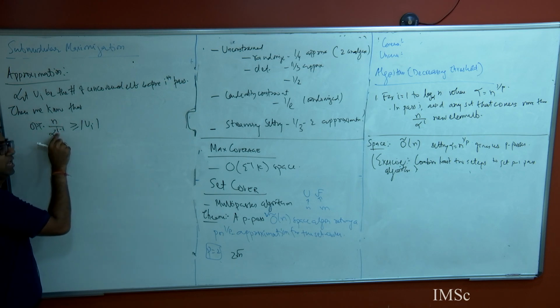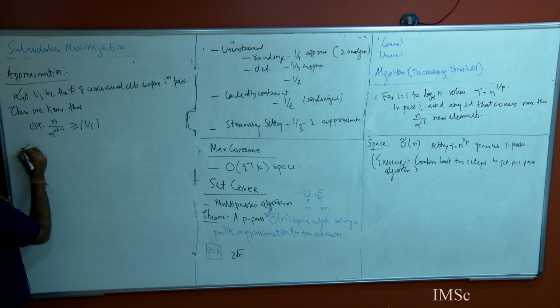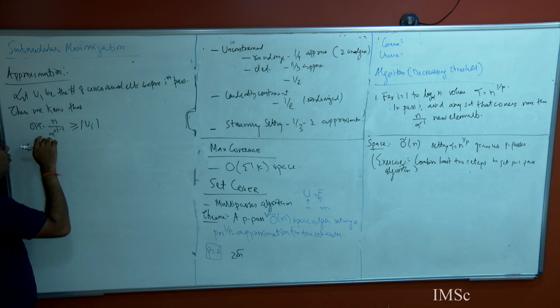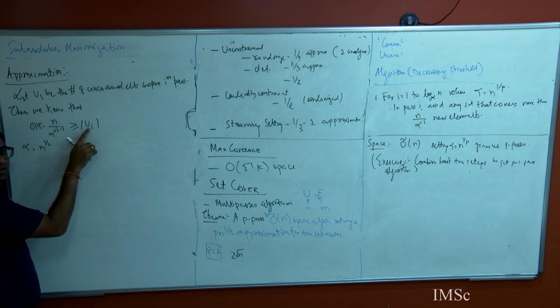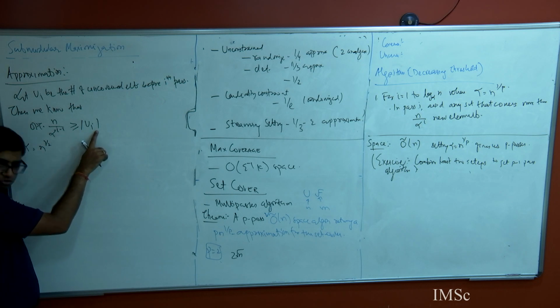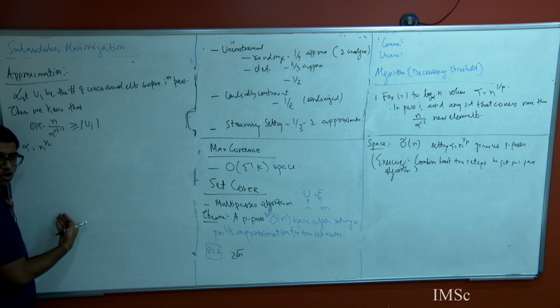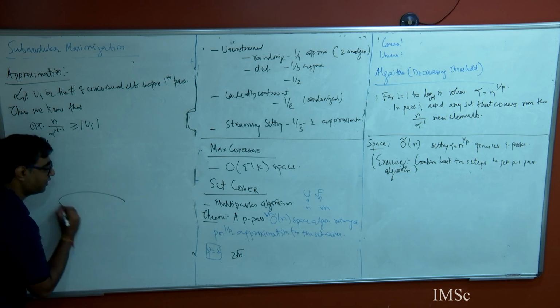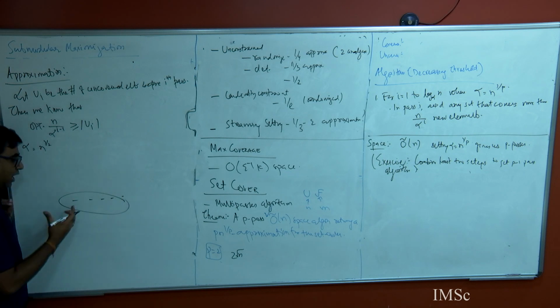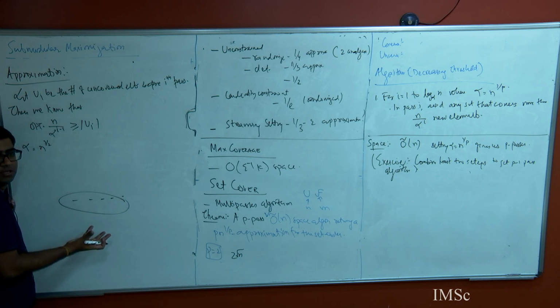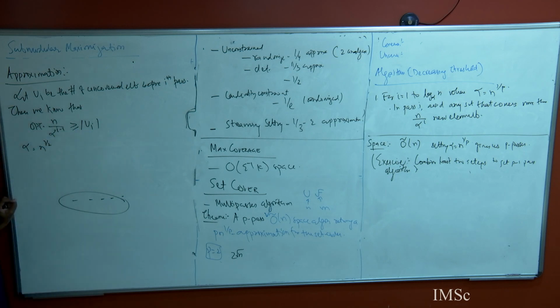For example, for i equal to 2, i minus 1 is 1, and say alpha is n to the power half. Then what does it tell us in the second round? It tells me that opt times root n is greater than u2, which is correct, because opt is also a solution to all these uncovered elements, and no set can cover more than root n elements. That is why opt times this is at least ui.